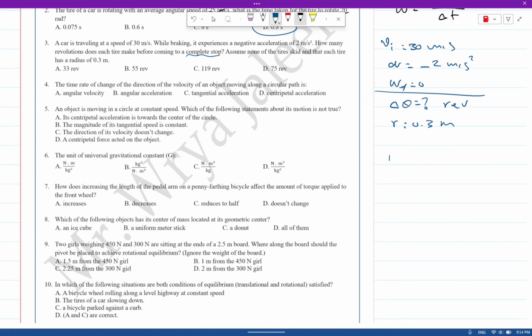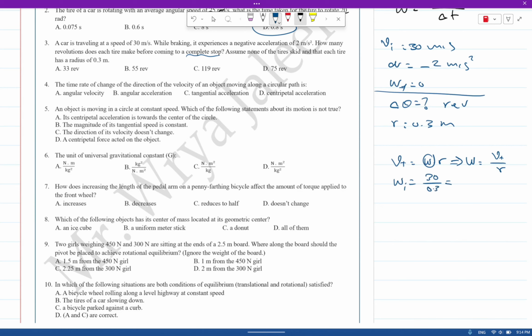So in this case, we'll say omega initial. How do we find omega initial? That is clearly equal to tangential over the radius. If I start from the beginning, we know that tangential is equal to omega times the radius. If you want to find omega, it is equal to tangential over the radius. The tangential that we have, that is initial, is 30 divided by 0.3.